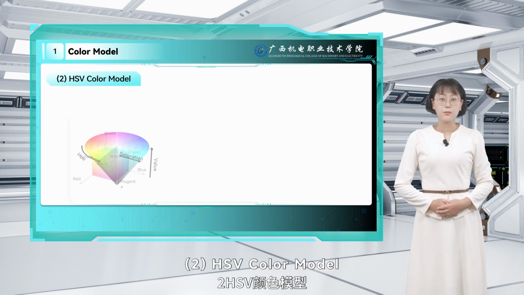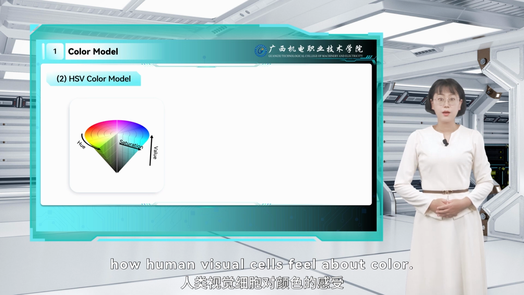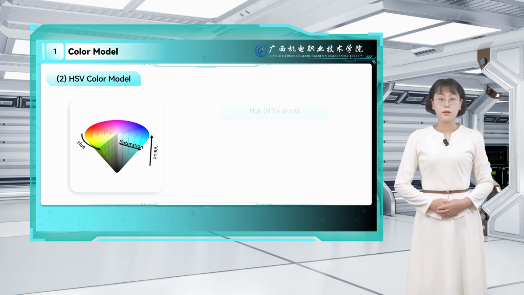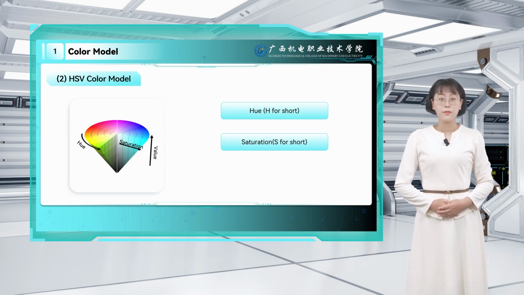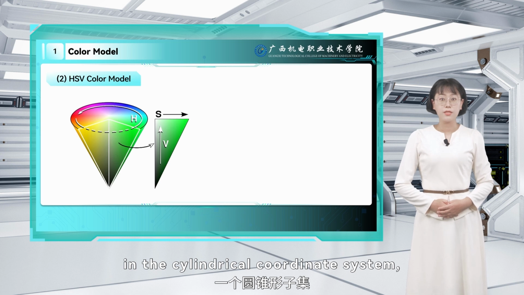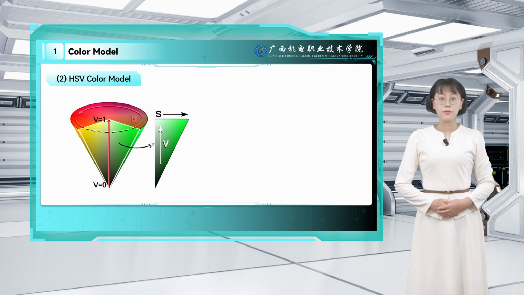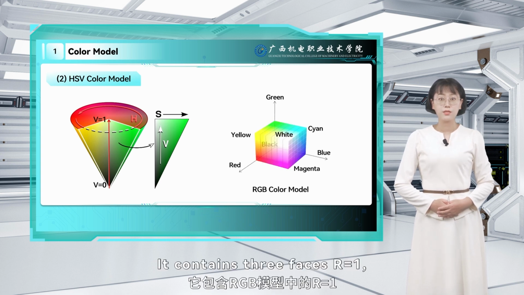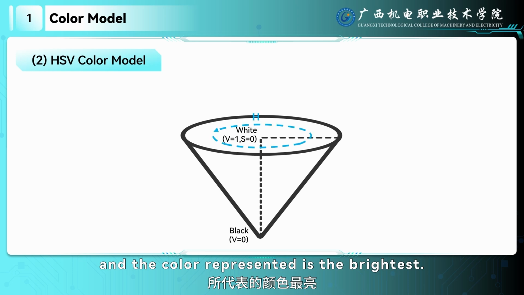2. HSV color model. As shown in the figure, this model simulates how human visual cells feel about color. In the HSV color model, each color is represented by hue H, saturation S, and value V. The HSV model corresponds to a conical subset in a cylindrical coordinate system, and the top surface of the cone corresponds to the value V equals 1. It contains three faces R equals 1, G equals 1, and B equals 1 in the RGB model. And the color represented is the brightest.